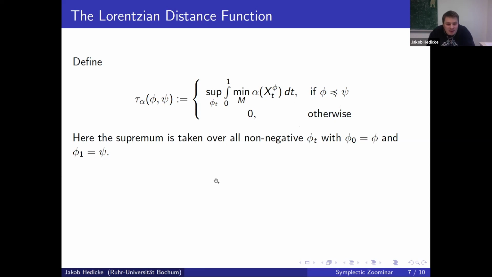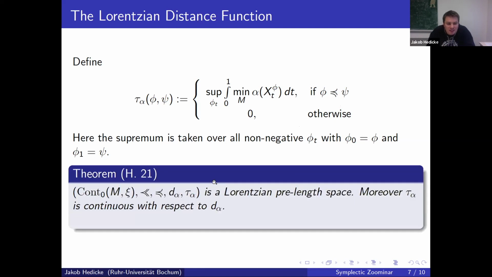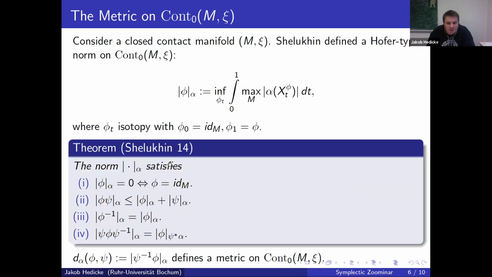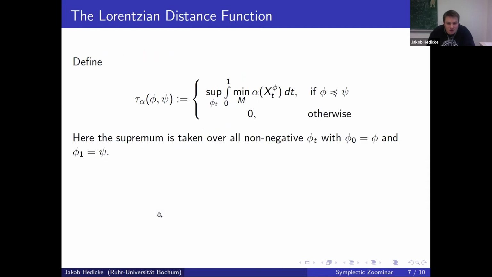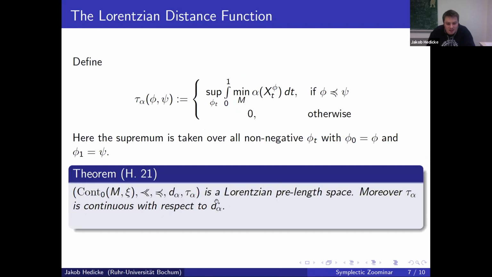Okay, so now the first result I would like to present is that this is really a Lorentzian pre-length space. So in particular, this distance function tau alpha satisfies these three assumptions. It's positive if and only if the contactomorphism phi is smaller than psi. It satisfies this reverse triangle inequality. And it's not only lower semi-continuous, but one can show that it's always continuous with respect to the Hofer-Shelukhin distance.